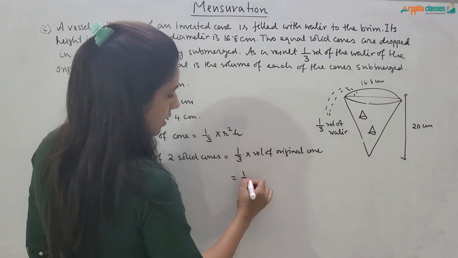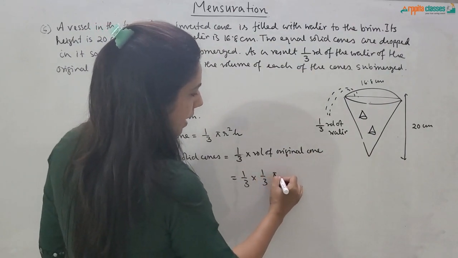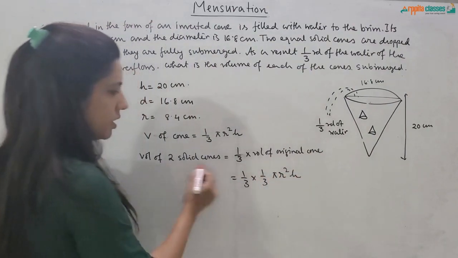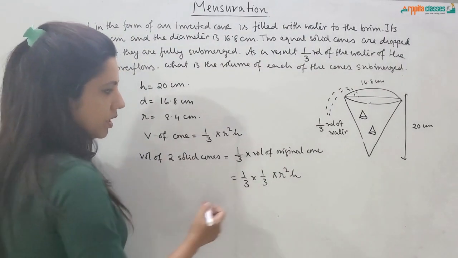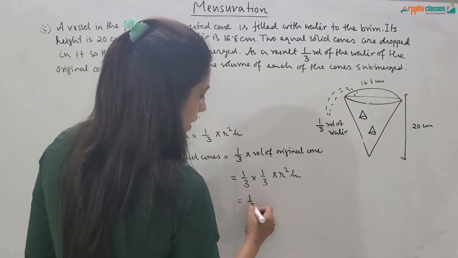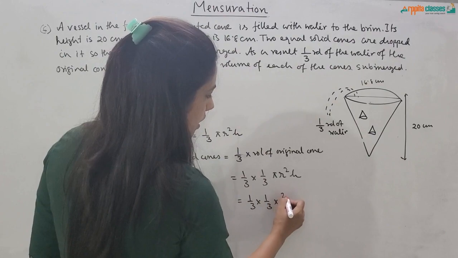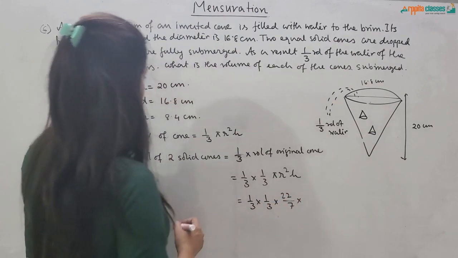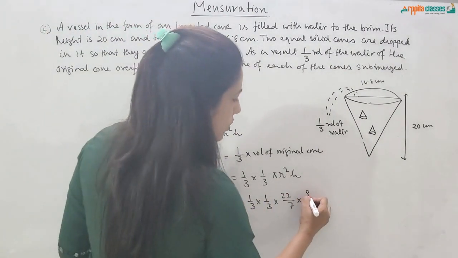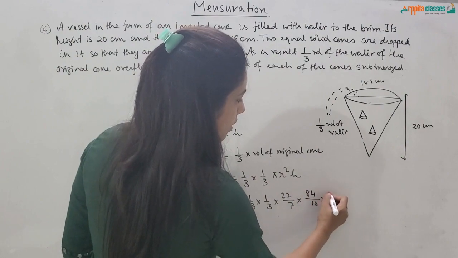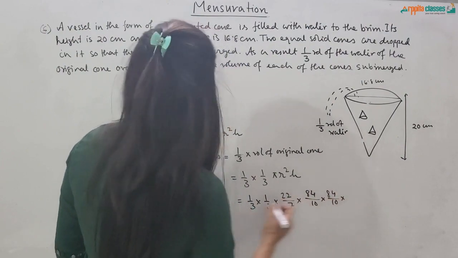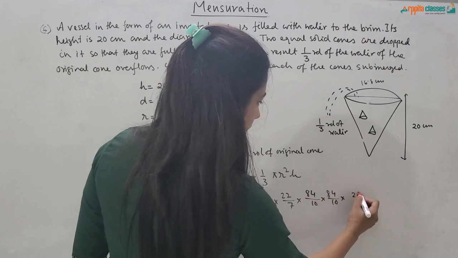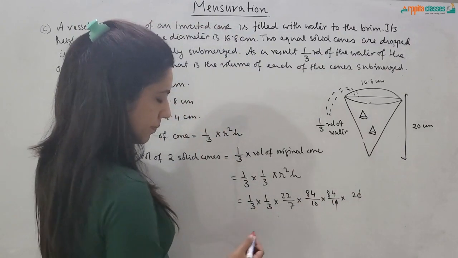That is 1/3 of 1/3 pi r square h. This is the volume of two cones. So now put the values: 1/3 into 1/3, 22/7. R square is 8.4, so that is 84/10 into 84/10 into h. H is 20. The 0 and 0 get cancelled.